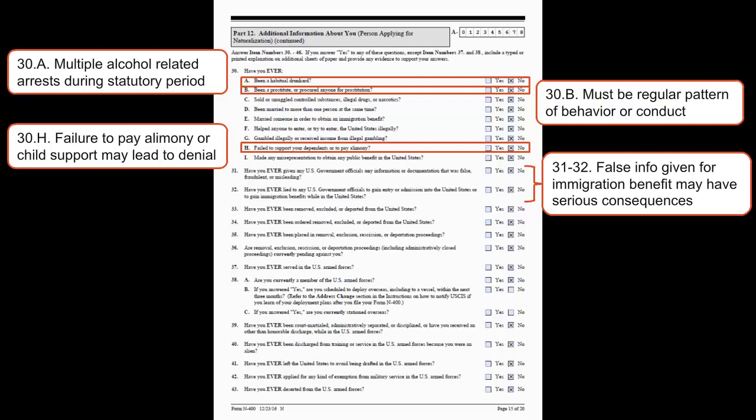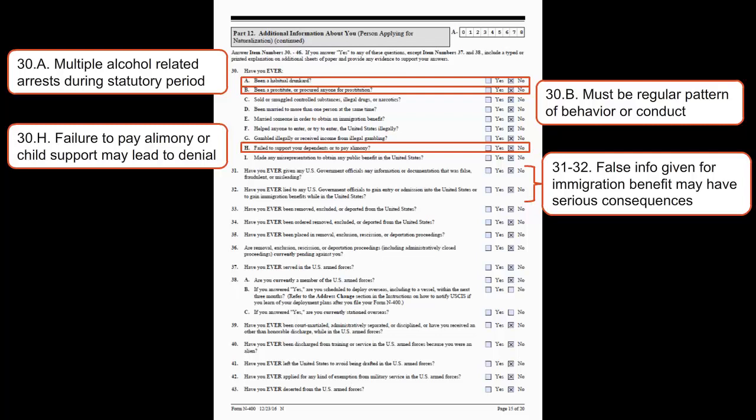Question 30H asks if the applicant has ever failed to support dependents or pay alimony. Failure to pay alimony or child support may lead to a denial. Therefore, it's important to note that if an applicant has minor children living abroad, immigration may ask whether the applicant has been supporting that child, and may even ask for proof or evidence of financial support for that child.